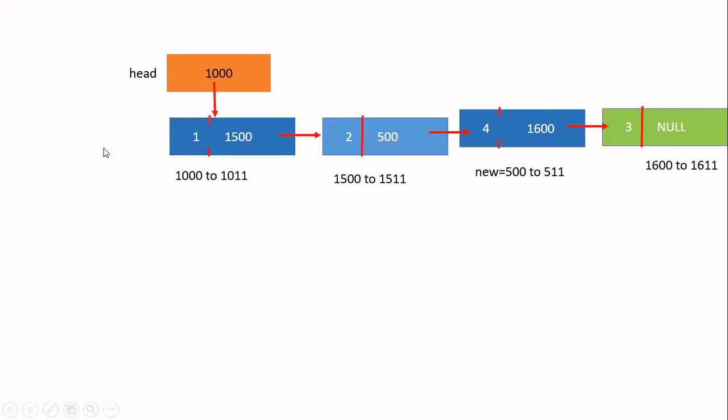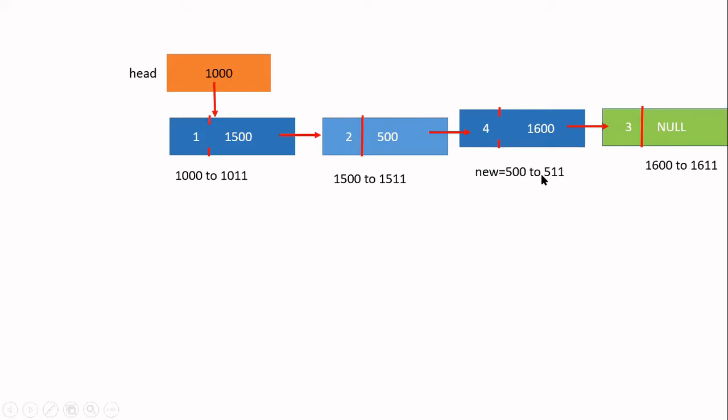Now let us consider the diagram. This is deletion at the end. I have totally 4 nodes. The green color node is the last node that I want to delete. When I want to delete this node, the change I have to make is to set this 1600 as null, because after I delete this node, node 4 will have 1006 and it will be the last node. So here, instead of 1600, I have to store null.